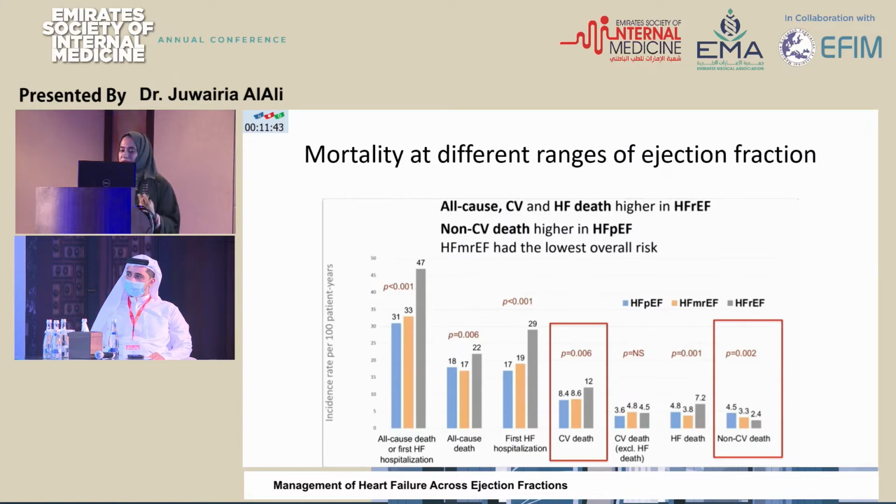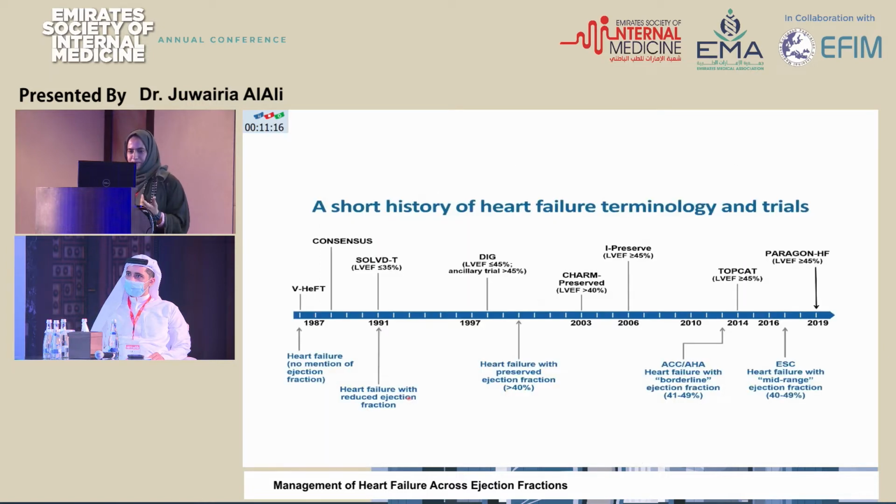Why do we care about ejection fraction? Because it carries different mortality. Patients with reduced ejection fraction have worse all-cause mortality, worse cardiovascular and heart failure deaths, whereas patients with preserved ejection fraction actually have worse non-cardiovascular death, and that's a translation of the risk factors because they have lots of comorbidities. And patients in the mid-range of ejection fraction would have the lowest overall risk.